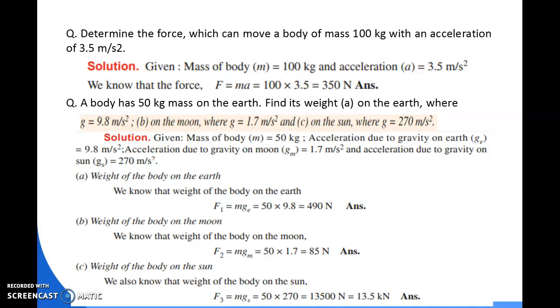Hence, the weight on earth is 490 Newton, the weight on moon is 85 Newton, and the weight on sun is 13500 Newton. By converting this Newton into kilonewton, we have the weight of the body on the sun as 13.5 kilonewton.